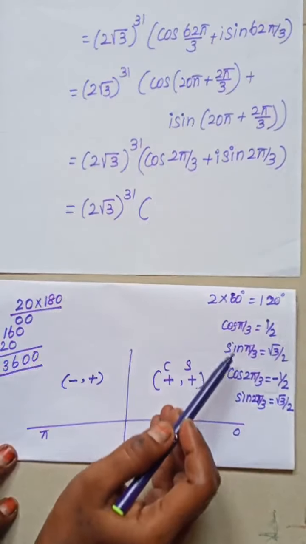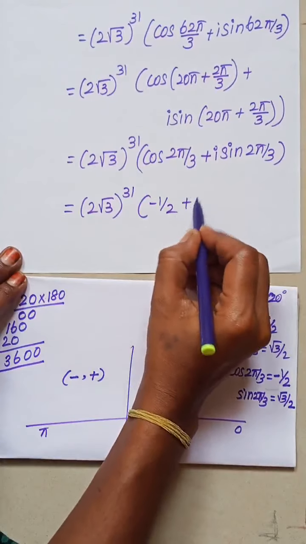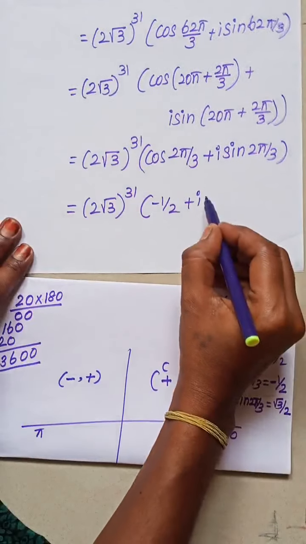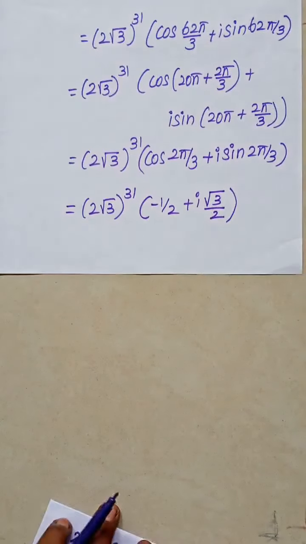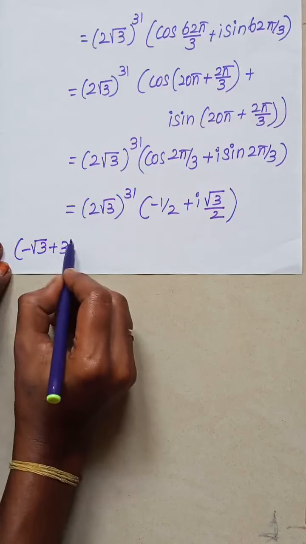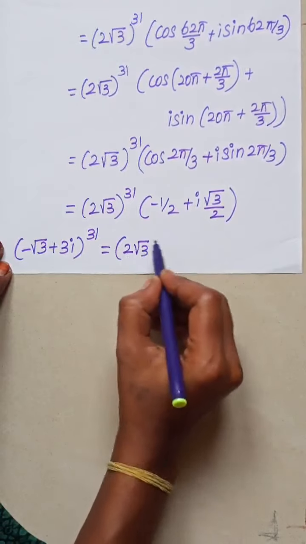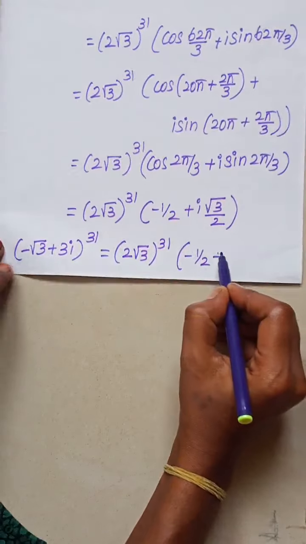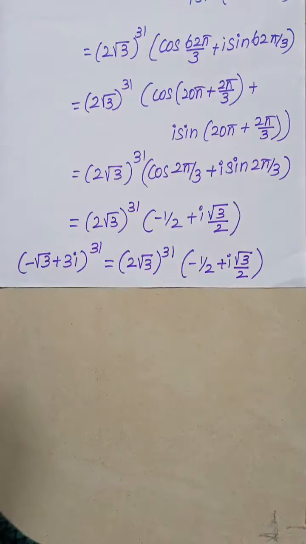Cos 2 pi by 3 value is minus 1 by 2, plus I sin 2 pi by 3 value, root 3 by 2. Hence the result. What is the LHS? Minus root 3 plus 3i the whole power 31, which is equal to 2 into root 3 the whole power 31 into minus 1 by 2 plus I into root 3 by 2. Okay.